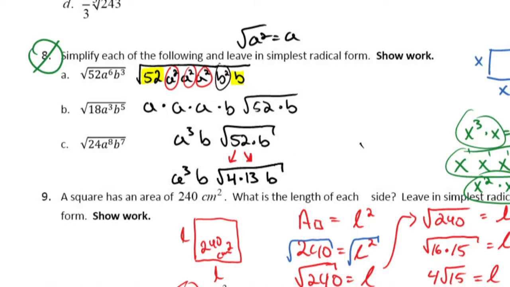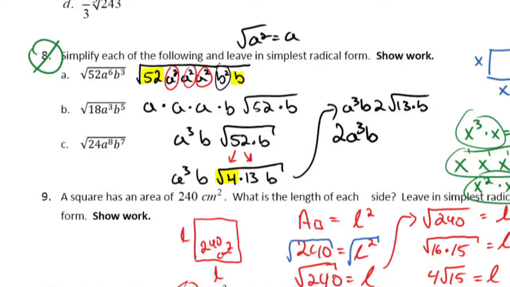And then I can take the square root of this 4 to get 2. So I'll just continue up here. So the a cubed stays there. The b stays there. I have a 2 now because I took the square root of the 4. I have a 13 and a b. So I would write this as 2a cubed b times the square root of 13b. If I haven't lost you there, holy cow, you're smart. If I have, no worries.